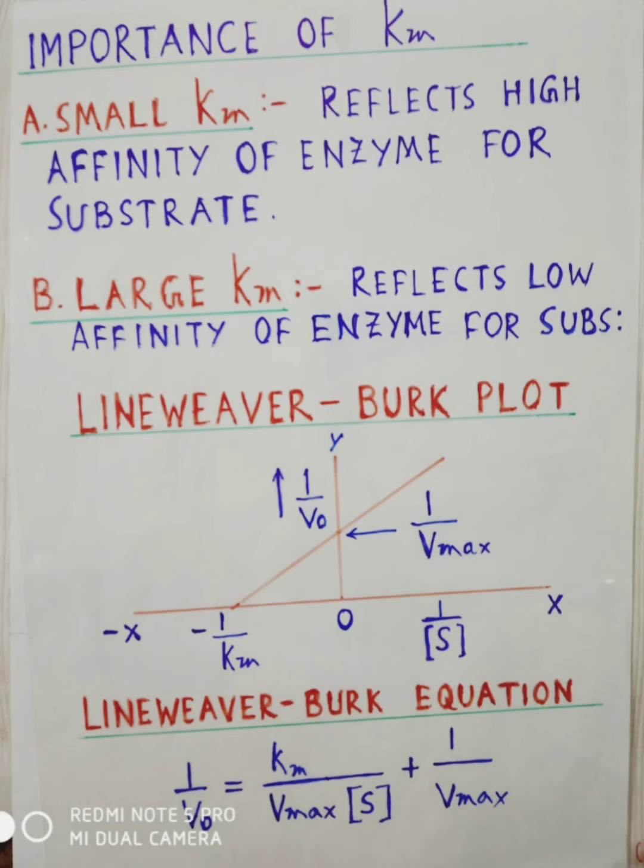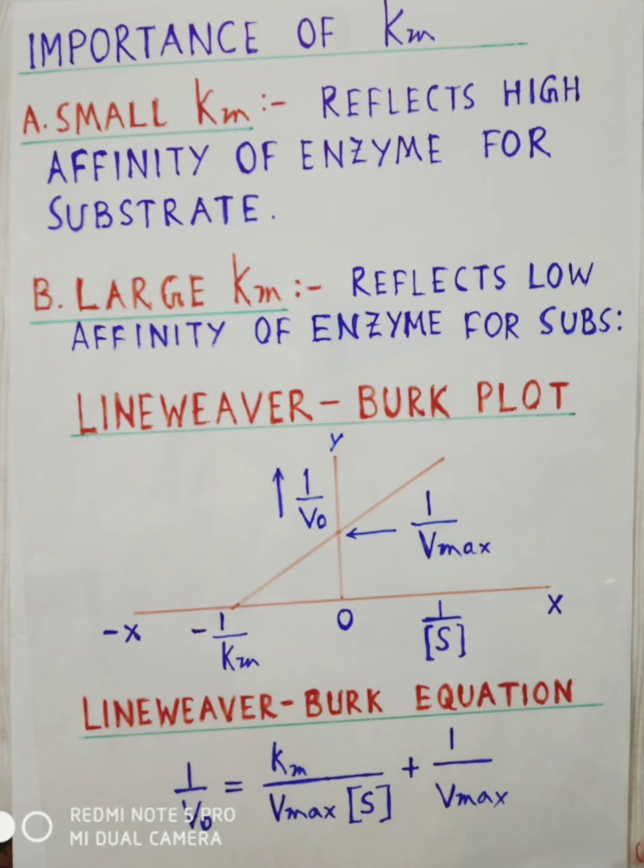Km, the Michaelis constant, is equal to the substrate concentration at which the reaction rate is half its maximal value. The Km value of an enzyme depends on the particular substrate and environmental conditions such as pH, temperature, and ionic strength. The Michaelis constant Km has two significances.